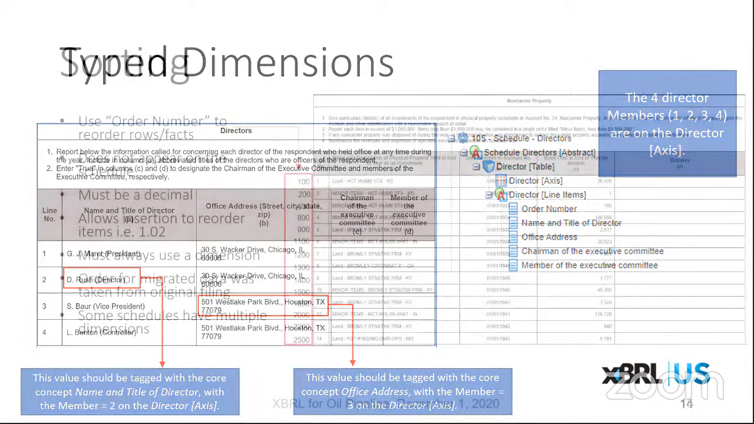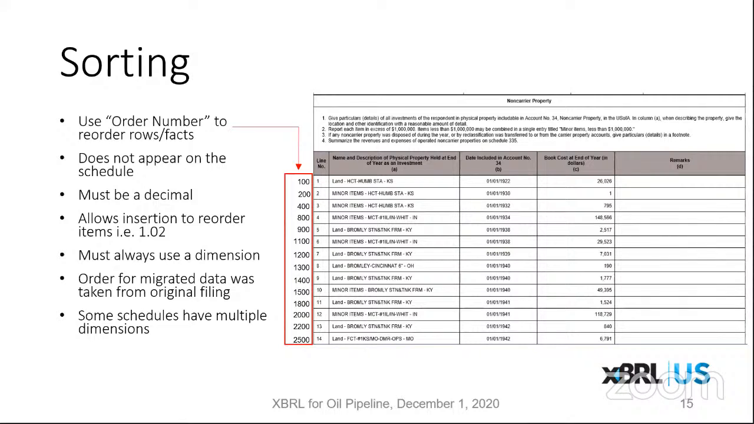You go to the next item. So let's talk about sorting for a minute. Now, in many cases, you're going to want to be able to control the order in which these things appear on the schedule when it's rendered. The FERC doesn't necessarily care about this, but the filers will care, because when you render it, you want it to look readable.